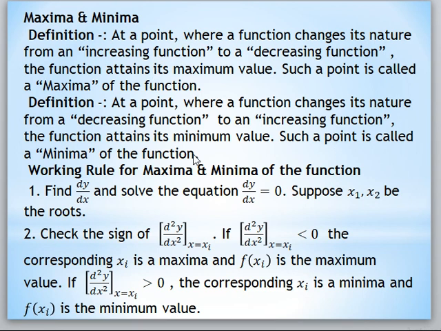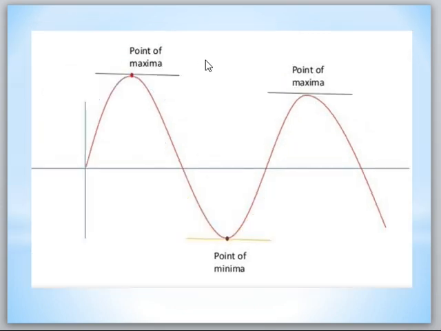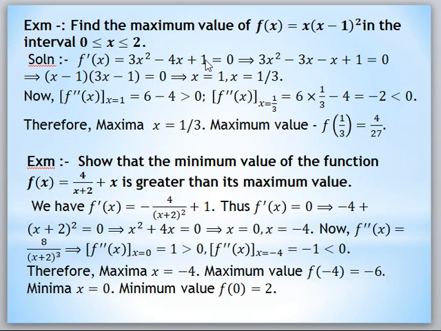So this is how we define maxima and minima, we find out maxima and minima, and we can visualize pictorially what maxima and minima is. Now with this knowledge, let us look at some examples. So you see the first example: find the maximum value of f(x) = x(x - 1)^2 in the interval 0 to 2.